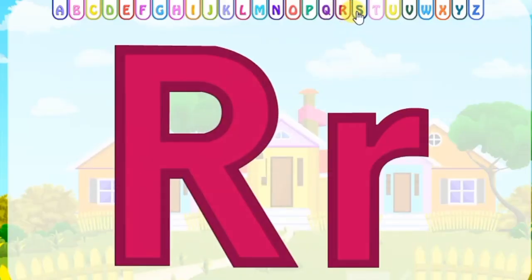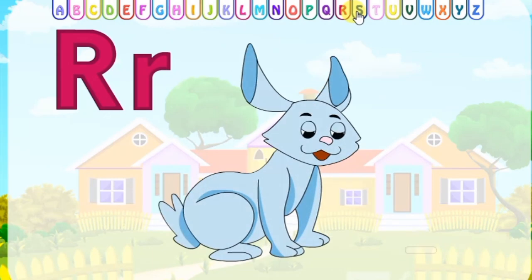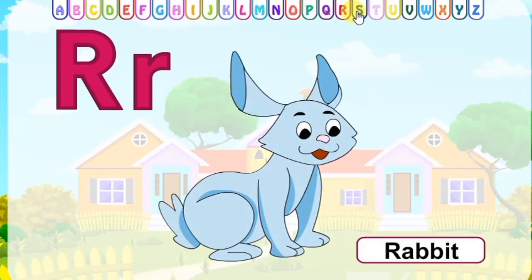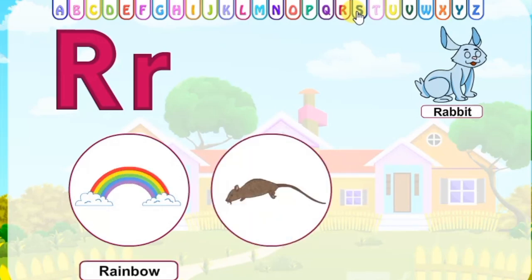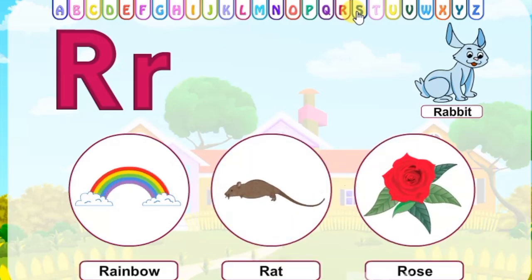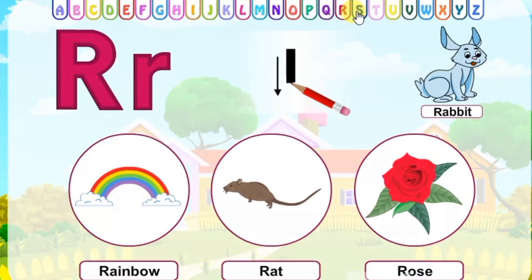R. Rabbit, rainbow, rat, rose. Join the dots to make R.